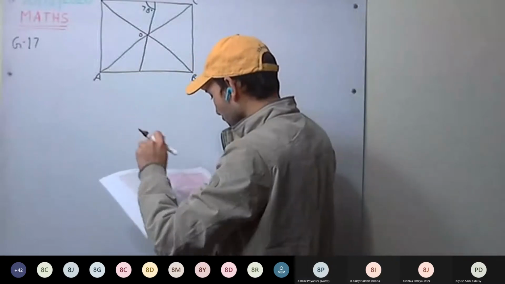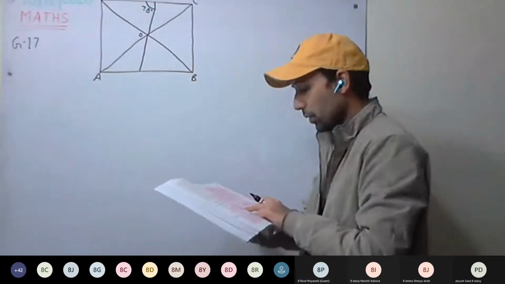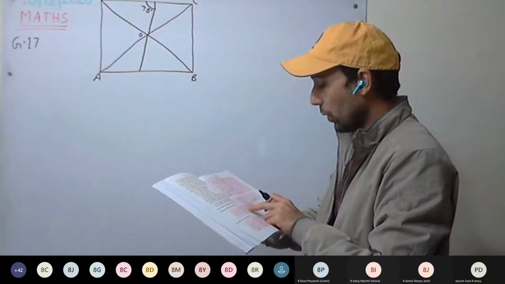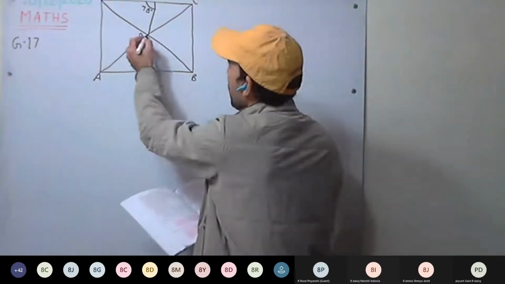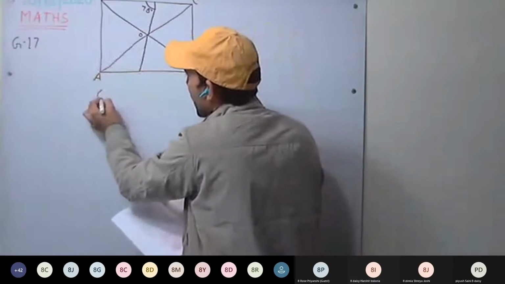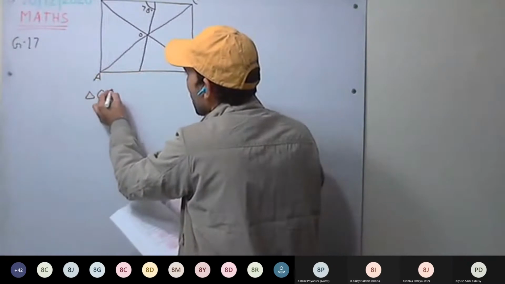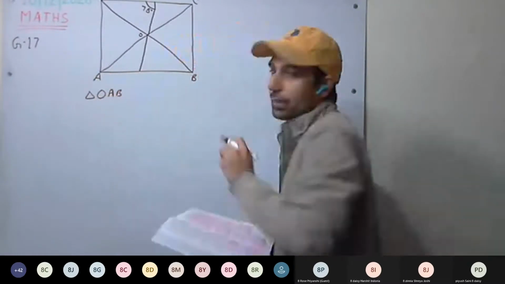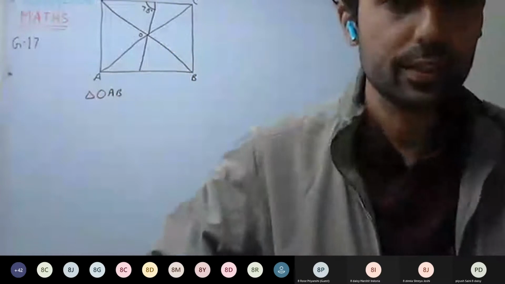Okay. So see here, this is the diagram. Now what angles we have to calculate? ABCD is a square. Okay. Prove that triangle OAB is an isosceles triangle. We have to prove triangle OAB as an isosceles triangle. How we can prove it?